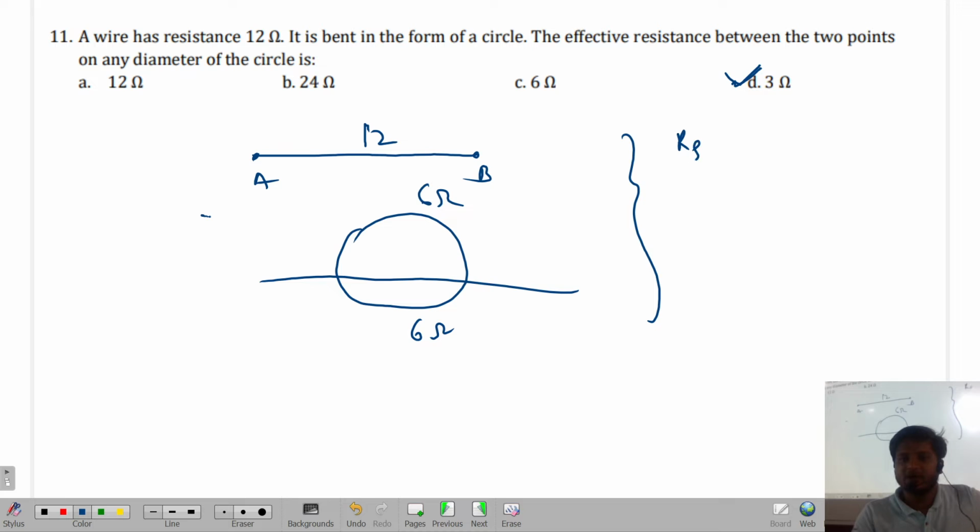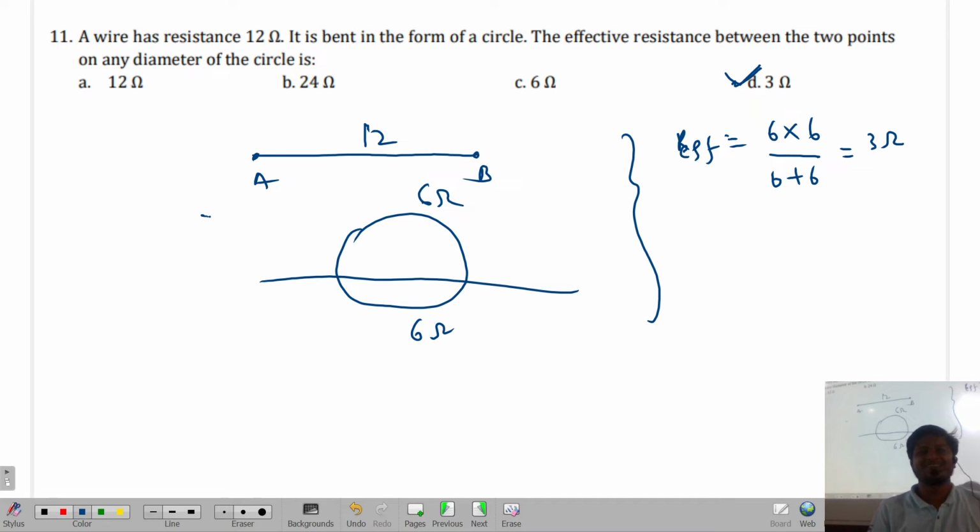R effective is what? First important thing, resistance is dependent upon length. If it is 12 ohm, if I do it in full circle, half of the part will be 6 ohm, half of the part will be 6 ohm. Now, if I calculate R effective, it will be 6 into 6 divided by 6 plus 6. That is why it is equal to 3 ohms.